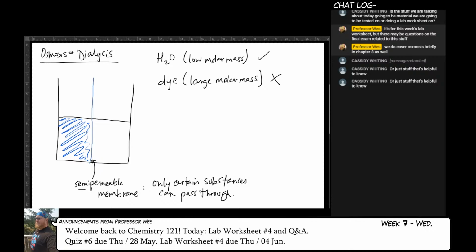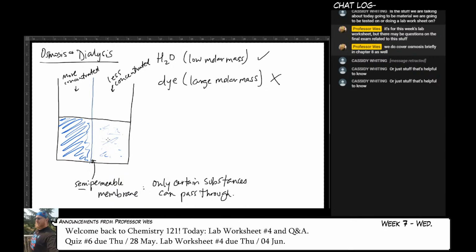Now, in order to make this make sense, I'm going to add a small amount of dye to this side so that there's just a little bit that you can see here. And we're going to call the left side the more concentrated side. We're going to call the right side the less concentrated side. And in both of these sides is water. So the space that's in here that isn't blue is water. So water is on both sides.